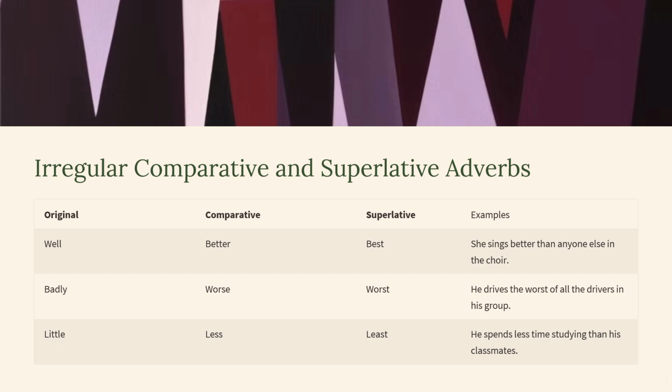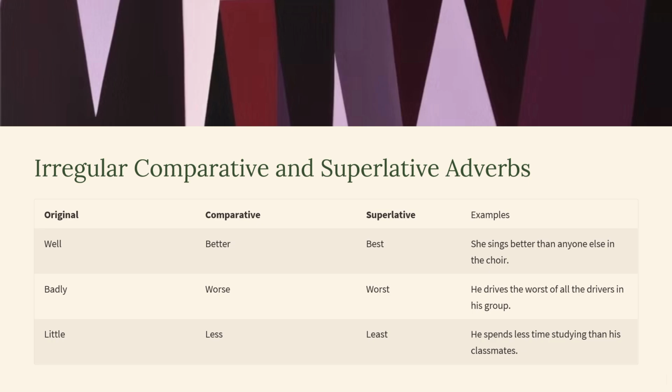Okay, so let's see these irregular forms in action with a couple of examples, right? So, she sings better than anyone else in the choir, where the word better compares her singing qualities to others. Then in the sentence, he drives the worst of all the drivers in his group, indicating he's at the lowest end of the group's driving ability. Then we have in the sentence, he spends less time studying than his classmates, where the word less compares the amount of time he spends studying to others.